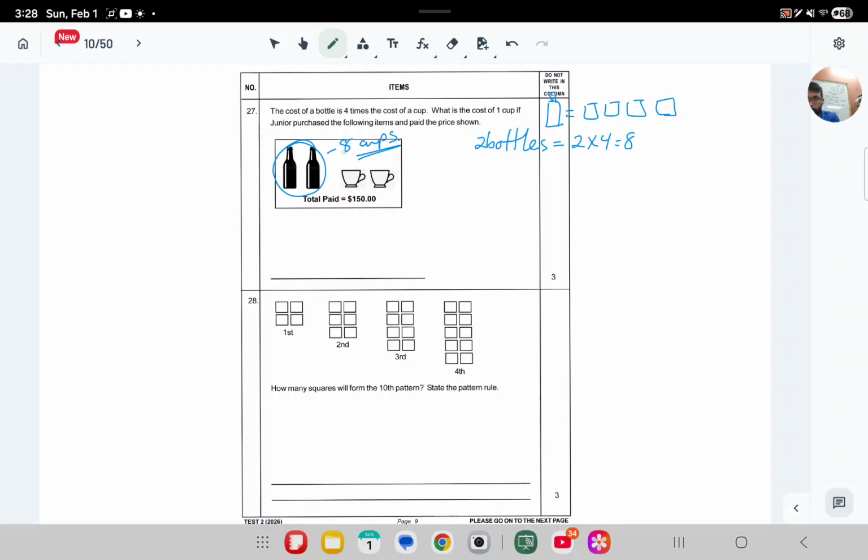So we can replace this 2 with 8 cups. So in total now, we have 8, 9, 10. So 10 cups. So 8 plus 2, which is equal to 10 cups. We know now 10 cups cost $150. So for 1 cup, it will be 150 divided by 10. Both numbers end in 0, so we could just cancel that. So 1 cup is $15. Question asks, what is the cost of 1 cup? So $15 is the cost of 1 cup.